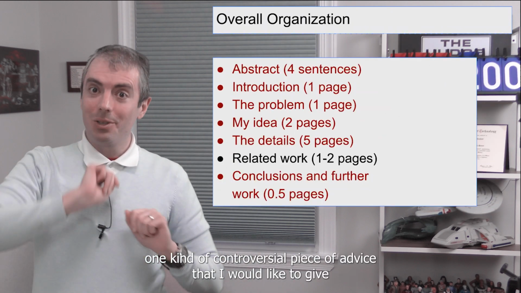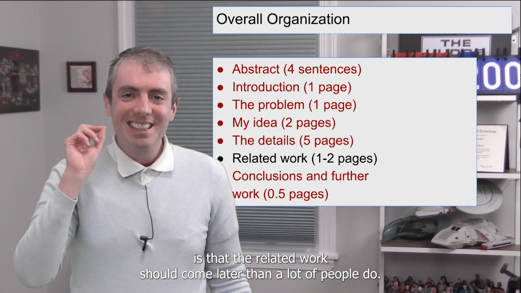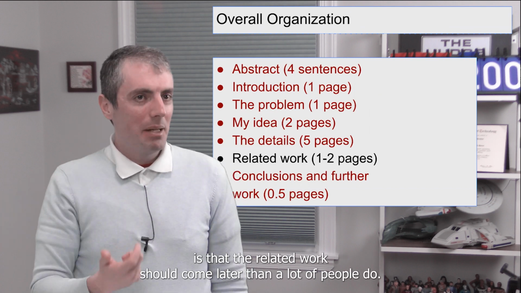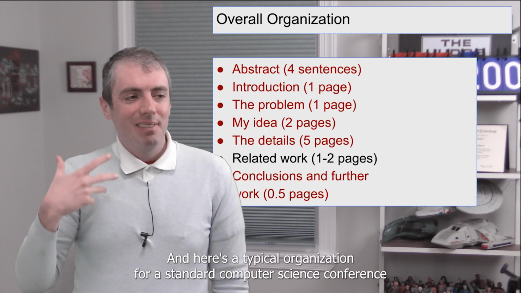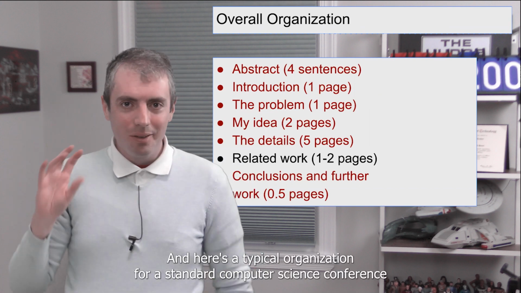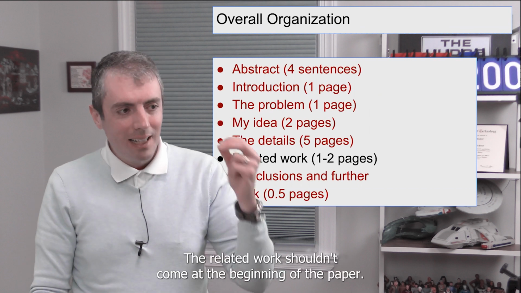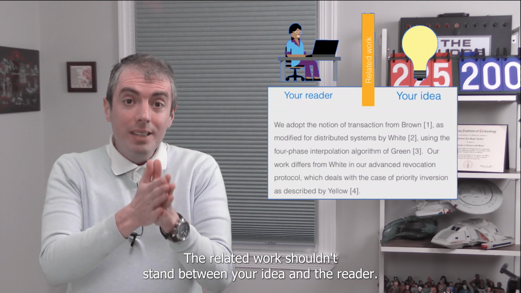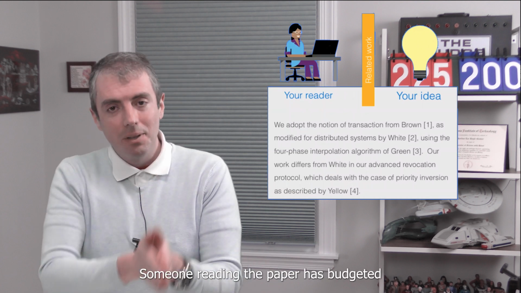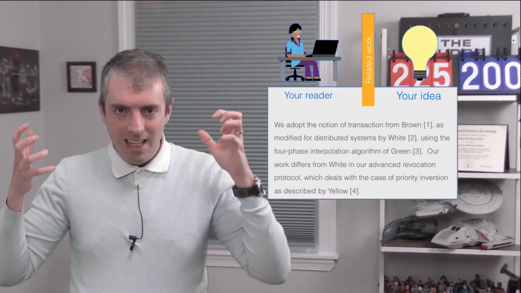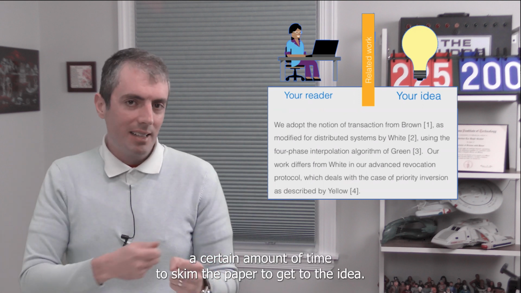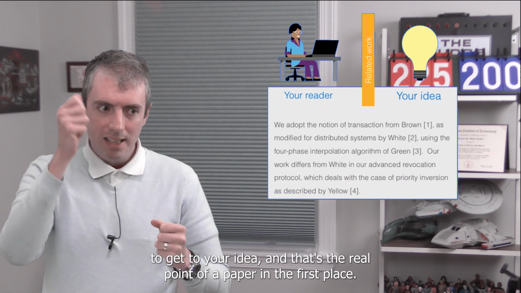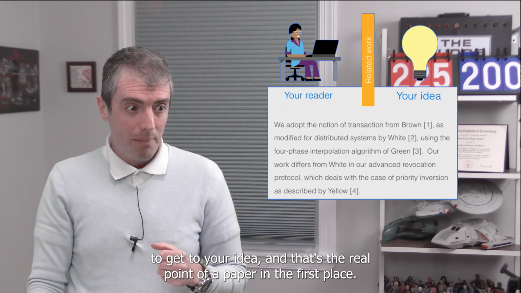One kind of controversial piece of advice that I would like to give is that the related work should come later than a lot of people put it. Here's a typical organization for a standard computer science conference paper. The related work shouldn't come at the beginning of the paper. It shouldn't stand between your idea and the reader. Someone reading the paper has budgeted a certain amount of time to skim the paper to get to the idea. If you bog them down in related work, it will take longer for them to get to your idea. And that's the real point of a paper in the first place.